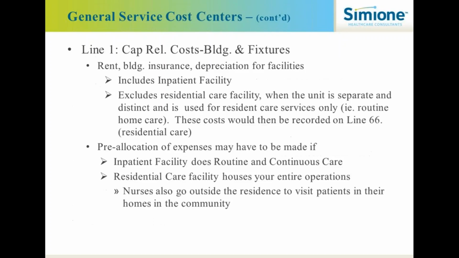So moving along, let's talk in depth about some of the general service cost centers. So line 1 is our capital related cost, building and fixtures. This is where you would report any of your rent, building insurance, depreciation of facilities expenses. You must also include your inpatient facility costs here. However, you would exclude residential care facility when the unit is separate and distinct and is used for residential care services only. Those costs would then be recorded on line 66 of the cost report, which is the residential care line. You may have to do some pre-allocation of expenses if the inpatient facility does both routine and continuous care as well as GIP and respite inpatient.